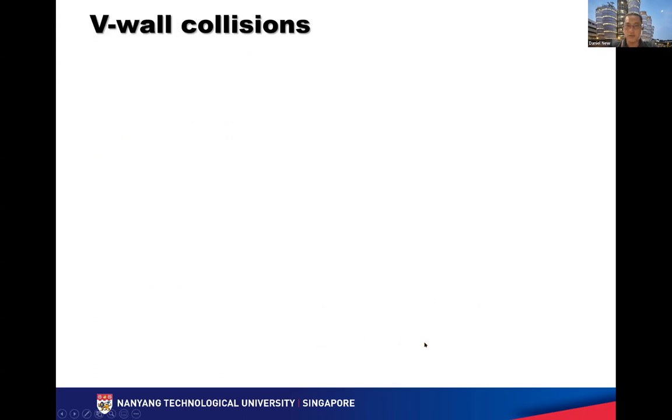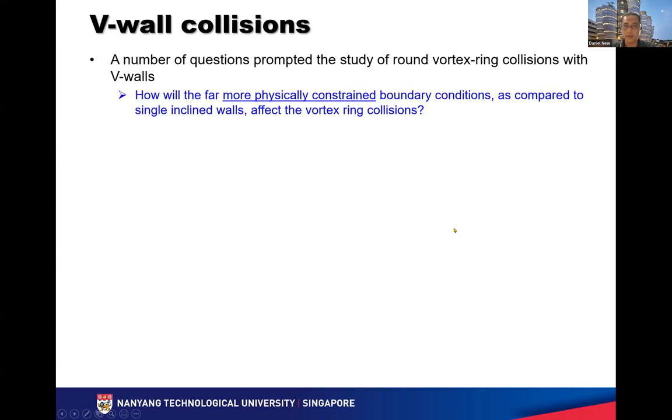Now, when it comes to V wall collisions, I believe most of you would think that it's literally a V wall, and you'll be correct. And back then, even before we started this experimental study, we were wondering, shouldn't the flow be very similar to that of a vortex ring collision with an inclined wall? Just how different can it be? But we wondered, a V wall represents a far more physically constrained boundary, if you think about it.